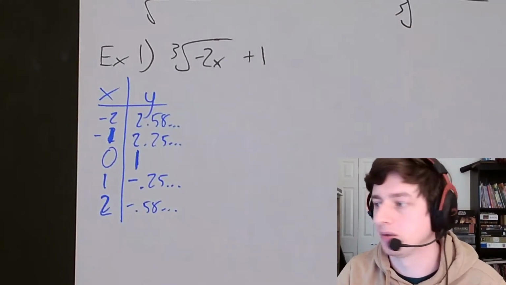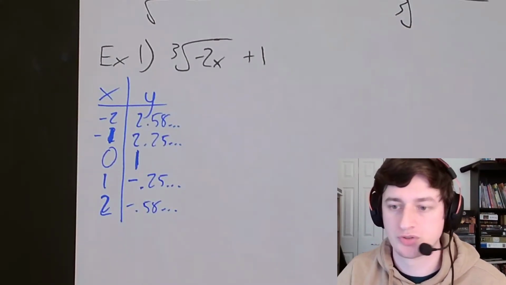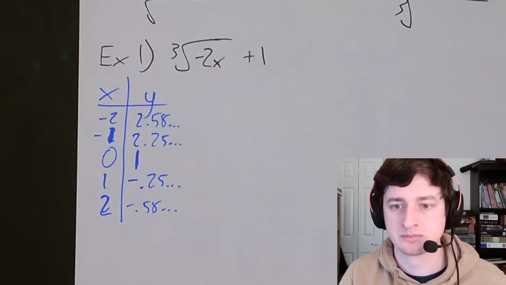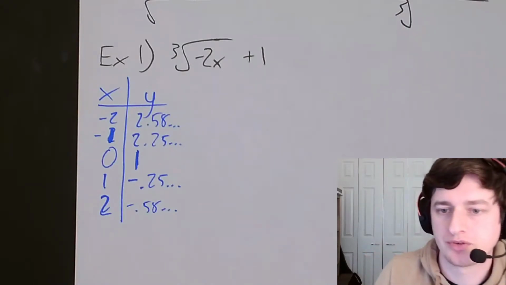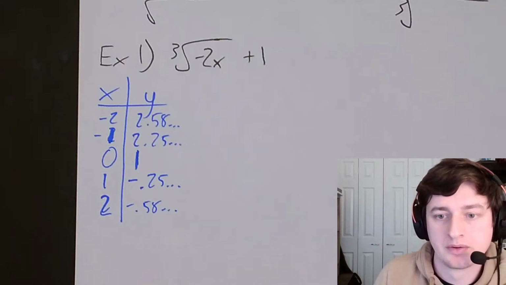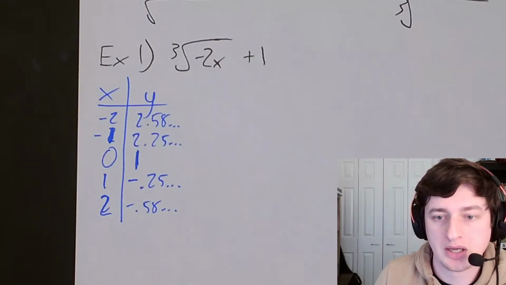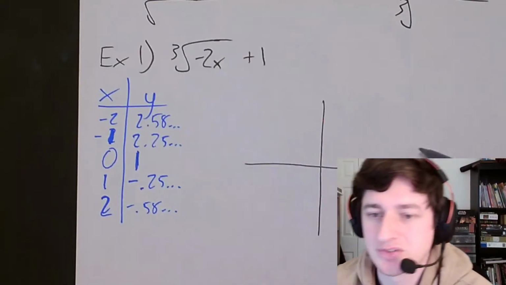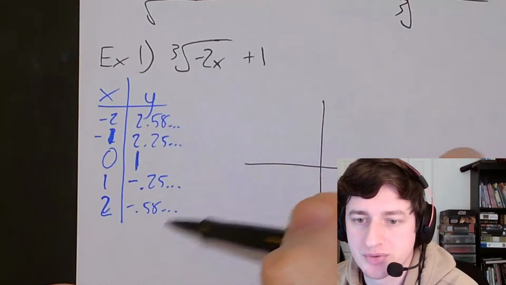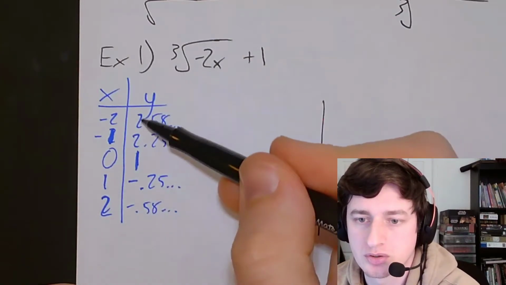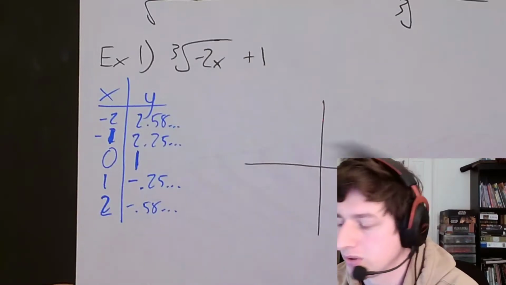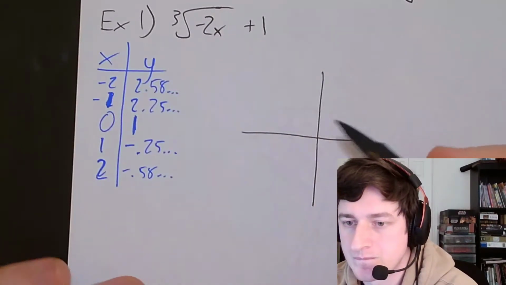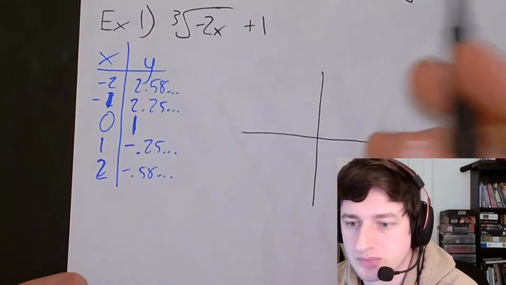And I used a calculator to find almost all those values, which is totally fine. So 2.58, 2.25, 1, -0.25, and -0.58. So this is kind of symmetrical. You can see the numbers on both sides. It's been shifted up one, so the number in front here is not the same across the board. But when we graph it, it'll look correct.